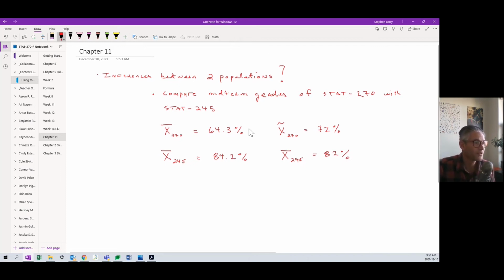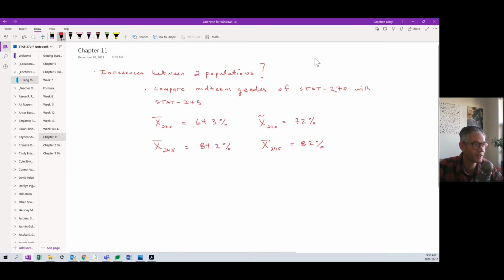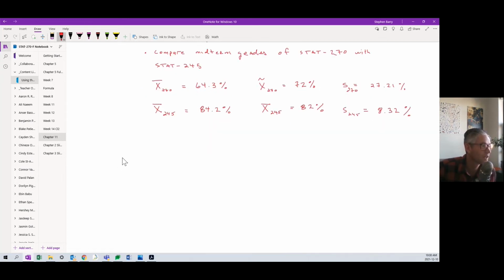Okay, but that's fine, but can I really say that there's a difference here? Like, did somebody perform worse or better? So I'm also going to need a few other statistics here. I'm going to need the sample size as well as the standard deviations. This is a huge standard deviation here as well, 27.21%. We're going to do this.